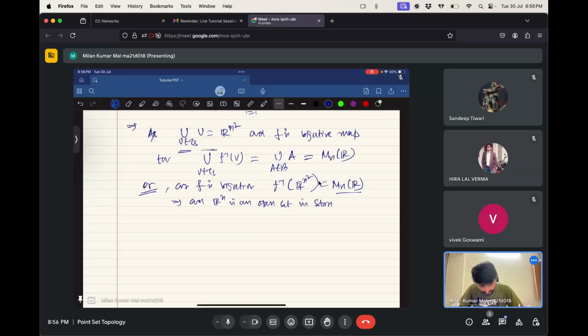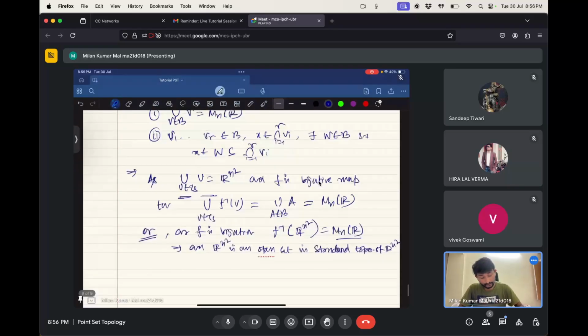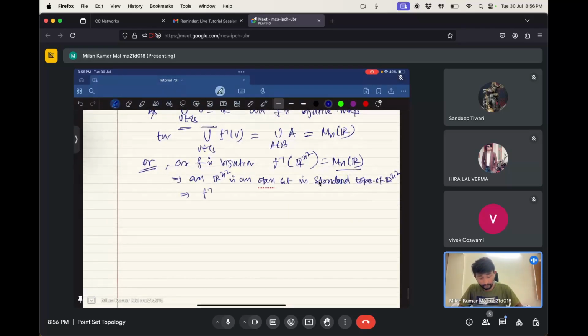in the standard topology of R to the power n square, right? R to the power n square is the standard topology of R square. That means F inverse of R to the power n square is sitting inside an element of the B.